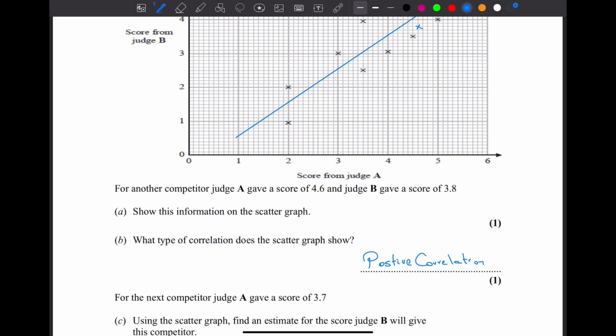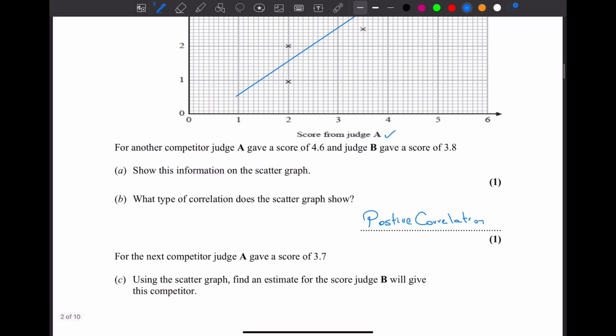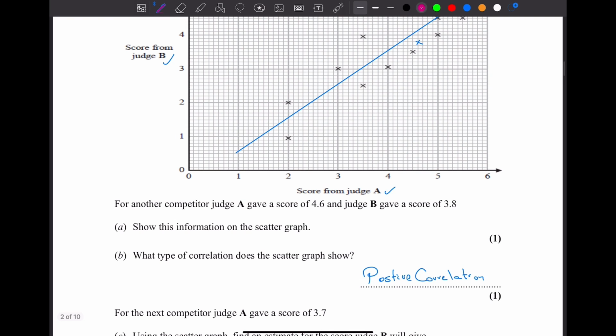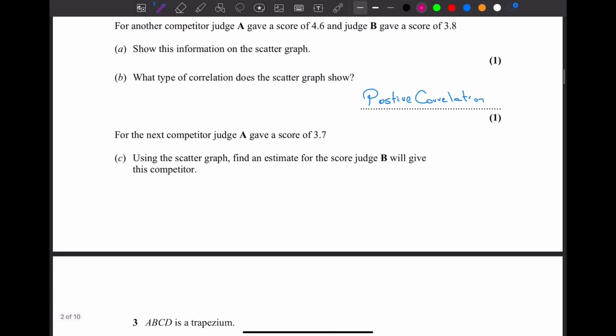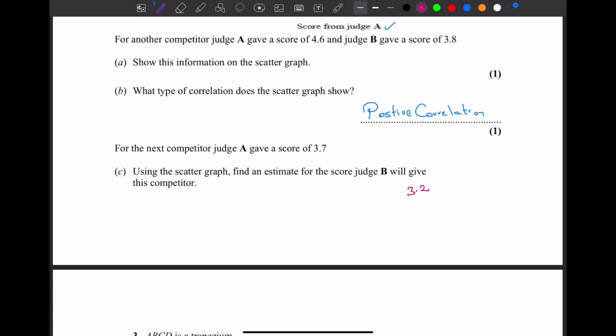If they ask you to describe, then you just go: as score from judge A increases, score from judge B increases. You start with the x-axis, then the y-axis. For the next competition, A gave a score of 3.7. Let's see, 3.7 is here, and you would read that one. What number does it read? I'm reading 3.2. I would say anything between, let's say, 3 to 3.5 is normally okay, around that range.